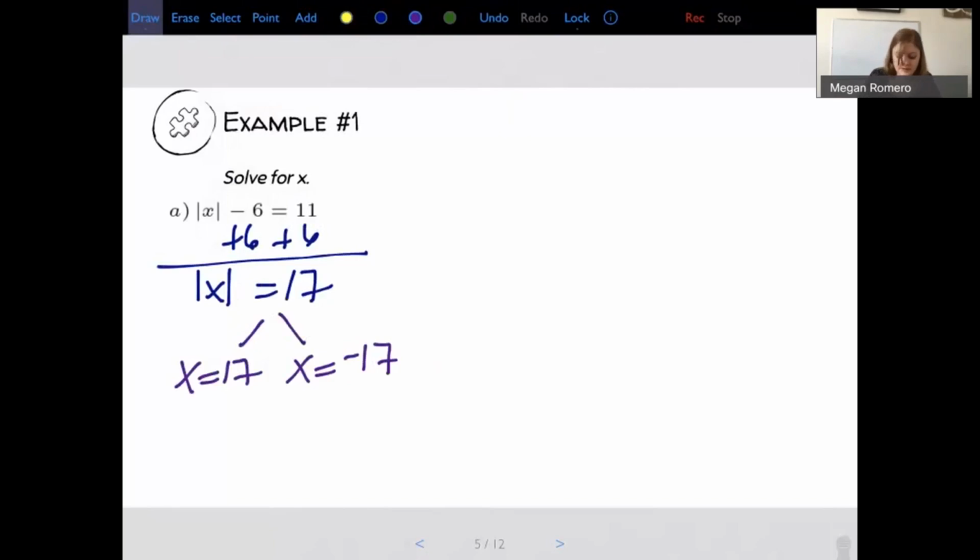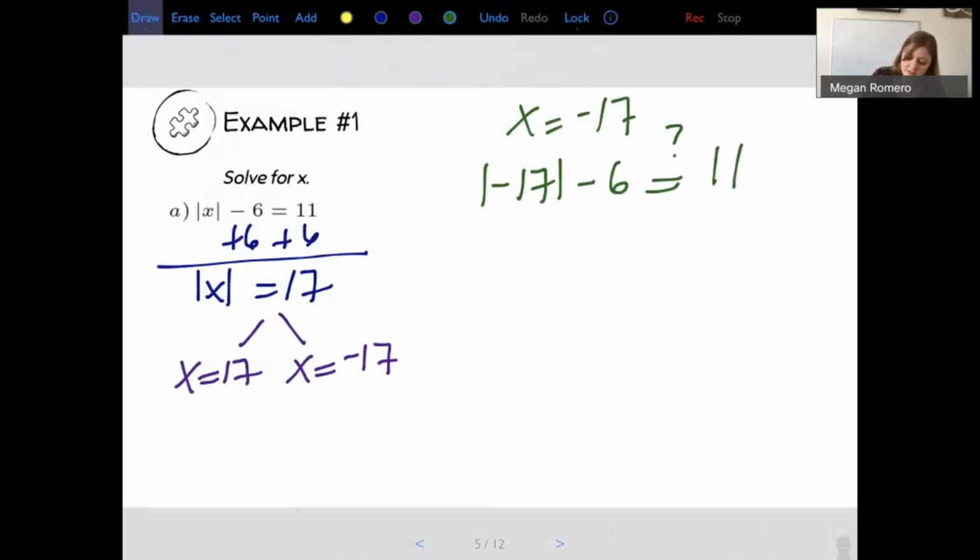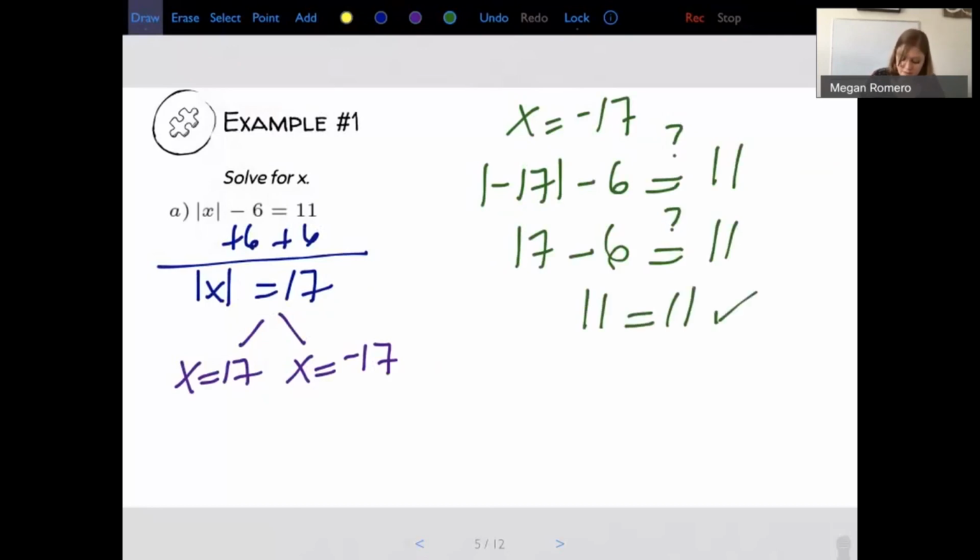If we're going to check our answer, I'm going to check x equals -17 because sometimes there's confusion on what can and can't be negative with absolute values. So when we check our answer, we always plug it into the original. So I'm going to say absolute value of -17 minus 6. I want to know if that's equal to 11. The absolute value of -17 is positive 17 minus 6. Is that equal to 11? 17 minus 6, we end up with 11 equals 11. So our two answers are 17 and -17.